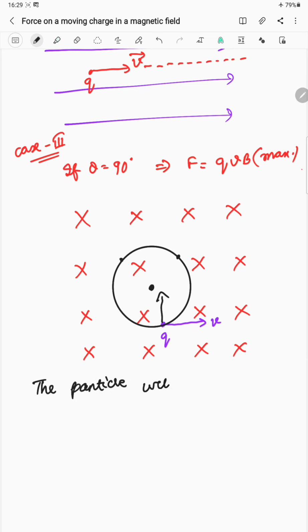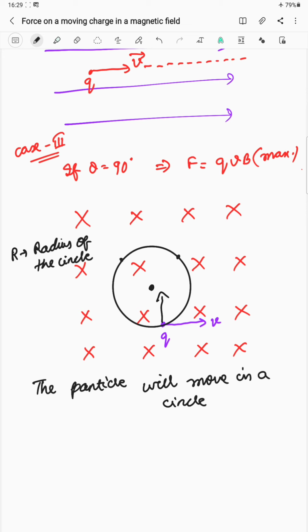will move in a circle. Okay, now if it is moving in a circle, then it will have some radius, some time period, and some frequency. So let us now calculate that. Let capital R represent the radius of the circle. Which circle? The path in which the charged particle Q will move, because theta is 90 degree.